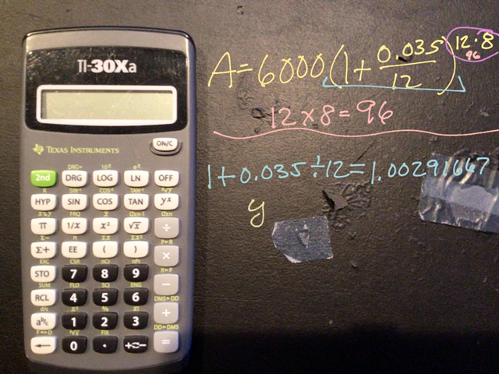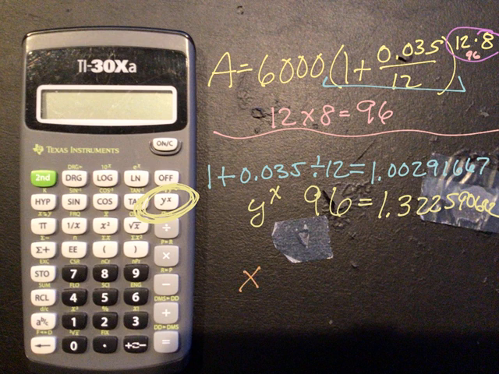Then you're going to hit the Y to the X button. Mine is right above the division sign. So again, leave that big long number in your calculator. Hit Y to the X, and then your exponent, which is 96, and hit enter again. This will now yield 1.322590692. Leave that in your calculator.